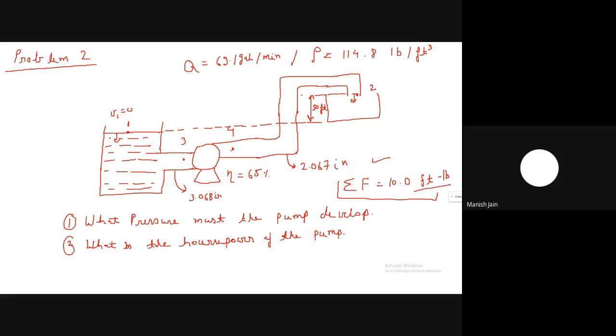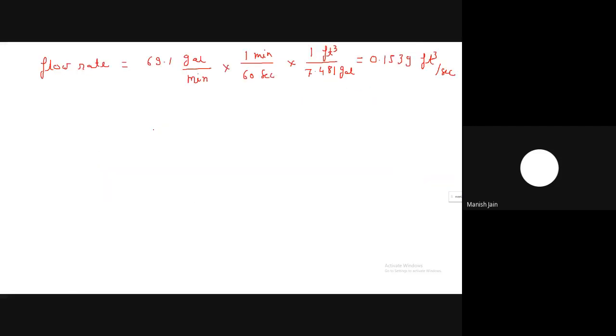Because the size of the reservoir is very large, and the volumetric flow rate will be the same, 69.1 gallon per minute, the velocity becomes very negligible when you divide by the cross-sectional area. So here we can say V1 equals 0.